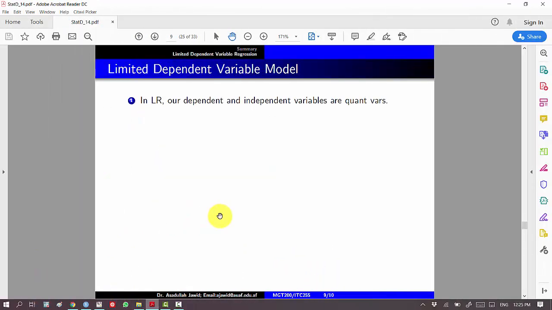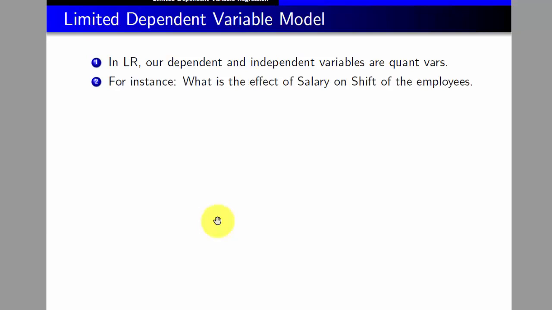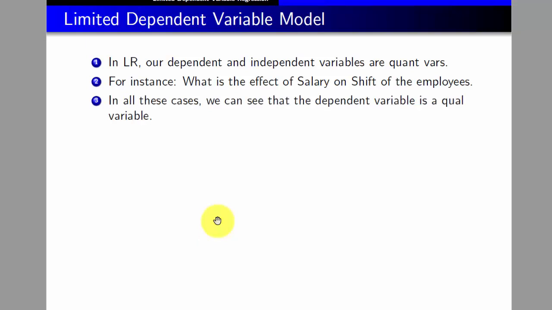The next extension which we want to see is the limited dependent variable. Now, if you recall from the simple linear regression model and multiple regression model, we have our dependent variable, which is a quantitative variable. Now, what if our dependent variable on the left-hand side is a qualitative variable? We want to see the effect of salary on the shift of the employee. In such cases, the dependent variable is the shift of the employee, which is either morning shift or afternoon shift, a categorical or qualitative variable. And the salary is a quantitative variable on the right-hand side.